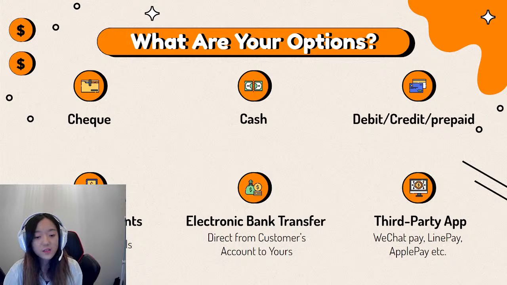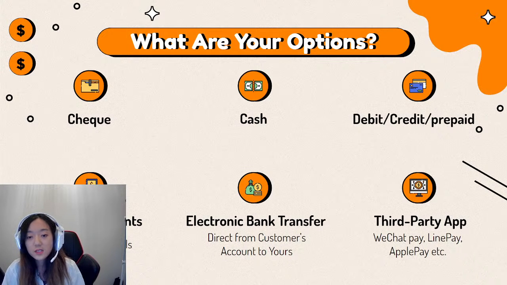There are a ton of different payment methods nowadays compared to even just a decade ago. I'm sure you've all heard of some of these options such as paper checks, cash, debit and credit, prepaid cards, gift cards, mobile payments, electronic bank transfers, and third-party apps. Each payment method has its own pros and cons, and it is important to make note of these when considering how you will be accepting funds for your goods and services, and also how you'll be making these transactions for your company.